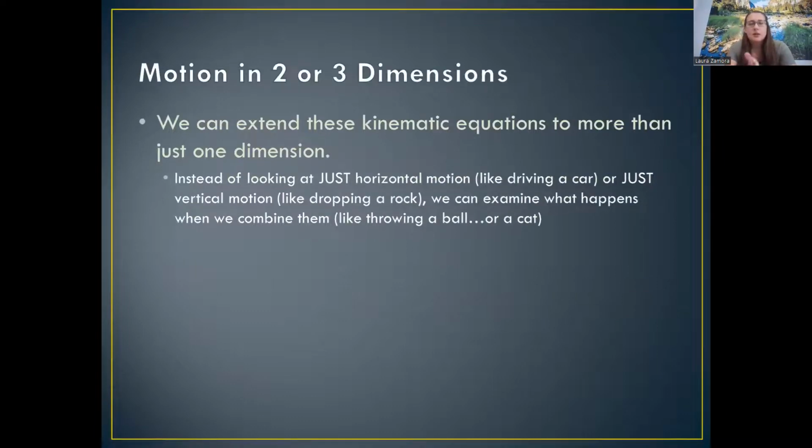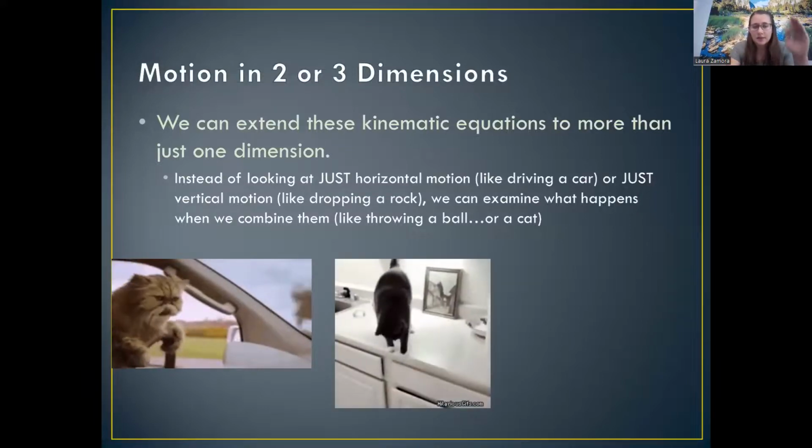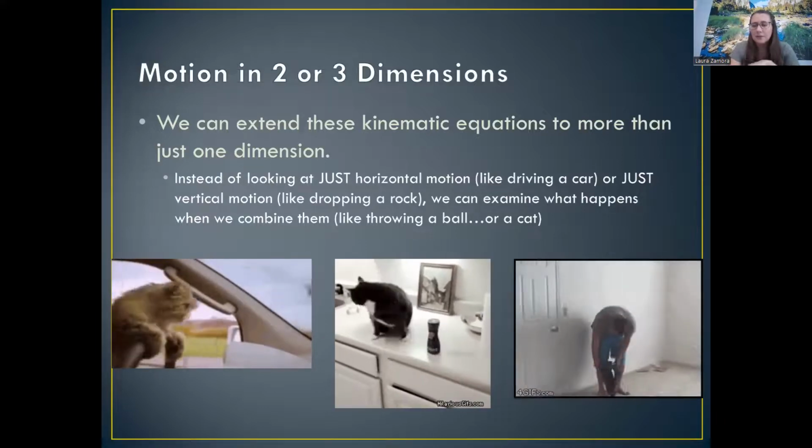Okay. So now that we have a little bit of experience using these kinematic equations, applying them to free fall scenarios, we can extend these to more than just one dimension. So now we won't be looking at just horizontal motion or just vertical motion. We will combine them together, right? So this would be just horizontal motion, right? That would be vertical motion. And here we have the two combined.